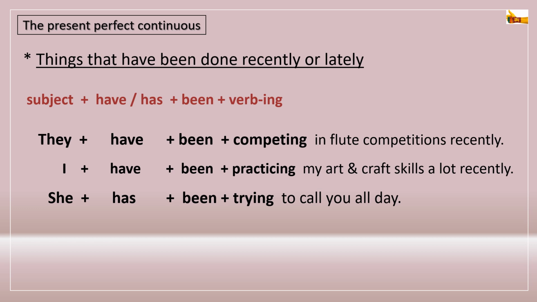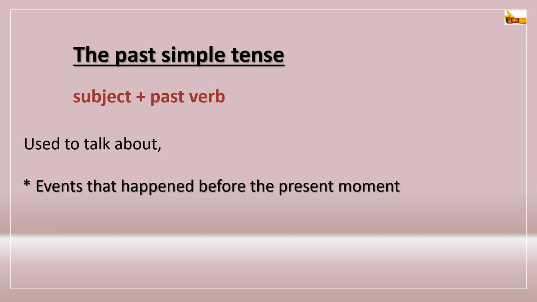Okay, we made it through the present tenses. Let's move on to the past tenses. The past simple tense. It's the second most common tense that English speakers use. The structure is subject plus past verb. We use it to talk about events that happen before the present moment.